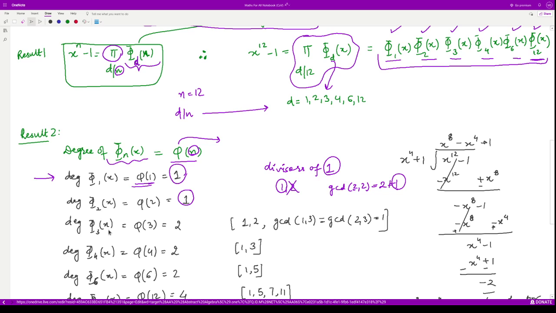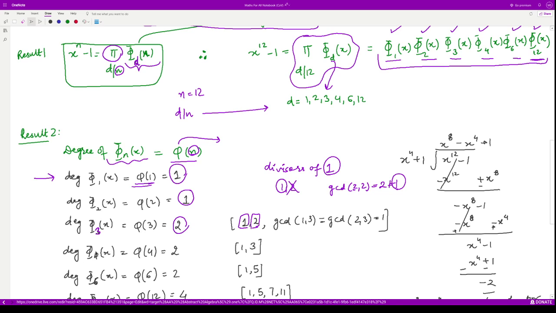Degree of phi 3 of x. So all the numbers less than 3 which are relatively prime to 3, they are only 1 and 2, because 3 is not relatively prime to 3. And the GCD of 1 with 3 is 1, GCD of 2 with 3 is 1. Therefore, in total we have 2 numbers, right? Therefore, this phi of 3 is 2.